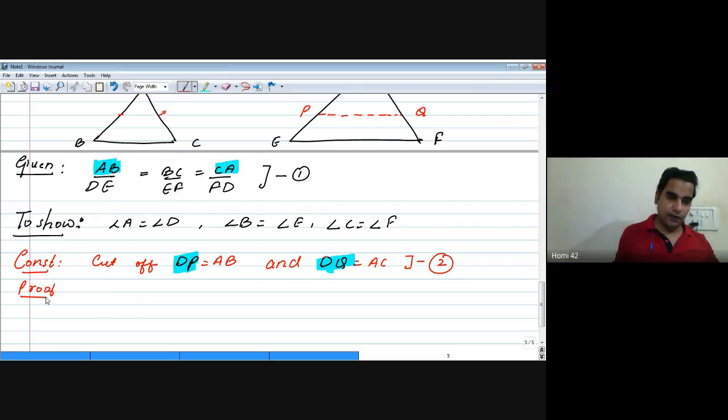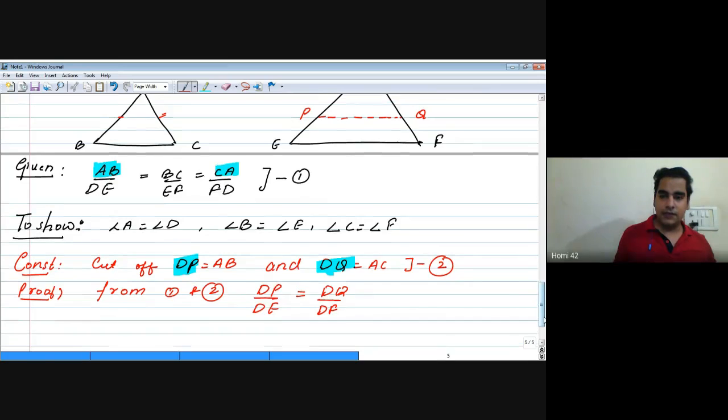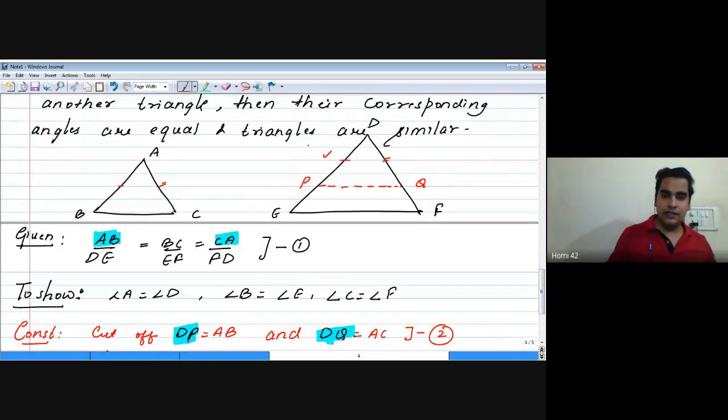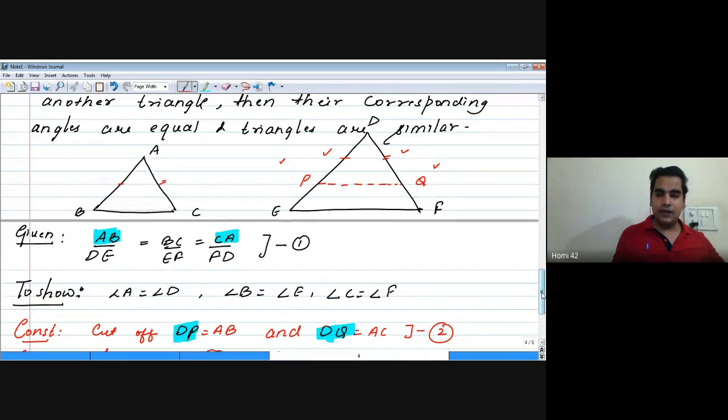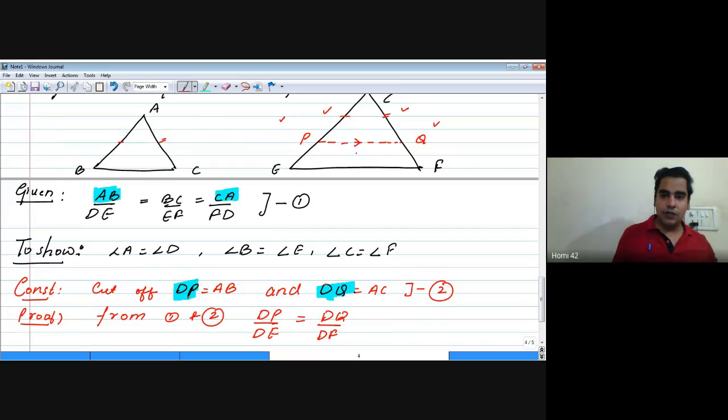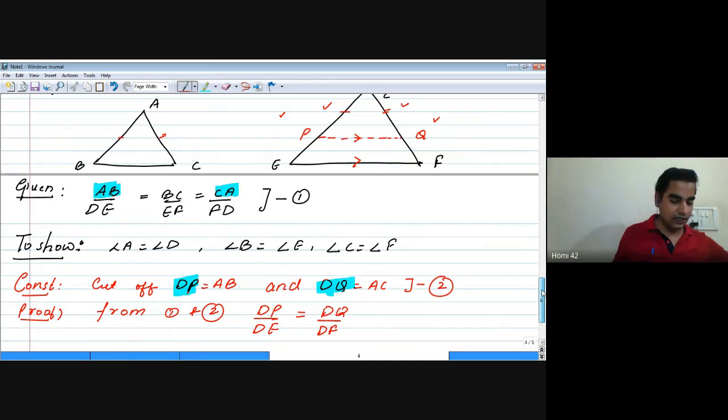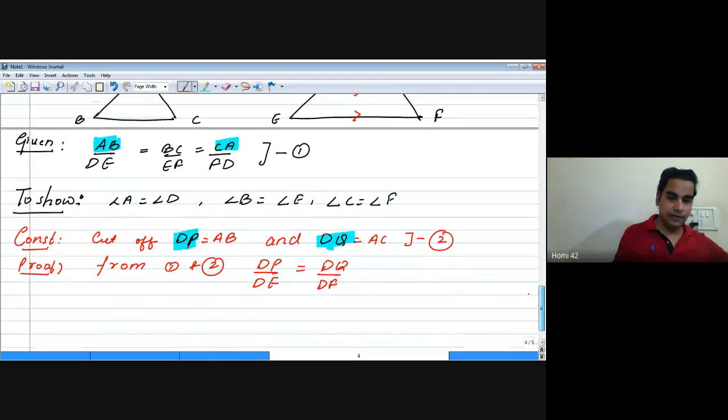So from 1 and 2, what do I have? I have dP upon dE is equal to dQ upon dF, right? That means we have dP upon dE is equal to dQ upon dF. So by the converse of BPT, this PQ should be parallel to EF, isn't it? Because this is satisfying the condition for the converse of BPT to be applicable, right?